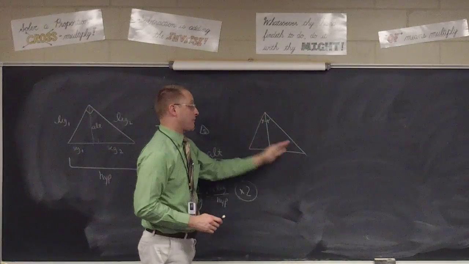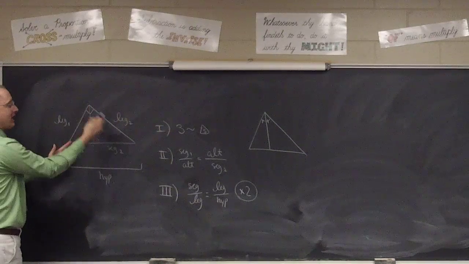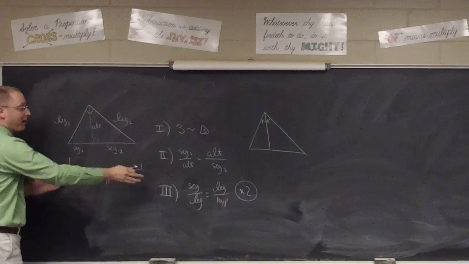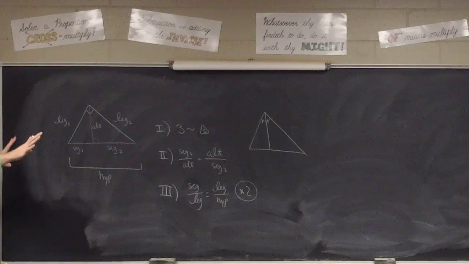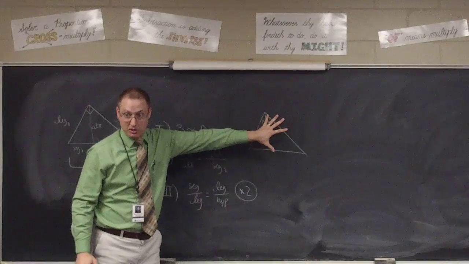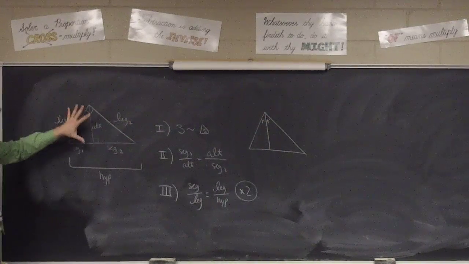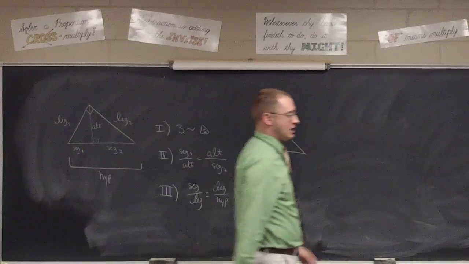Here it's segment is to segment as side is to side. Here it's segment is to altitude as altitude is to segment, segment is to leg as leg is to hypotenuse. They look similar. You've got to keep them separate. Bisected angle, segment is to segment, side is to side. Here we've got the mean proportionals. Make sense?